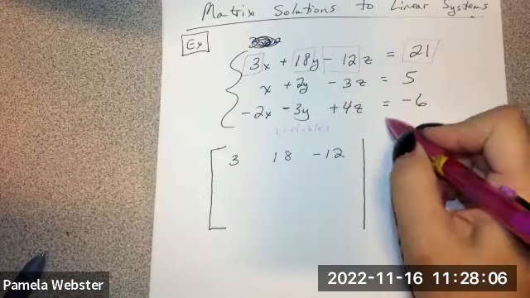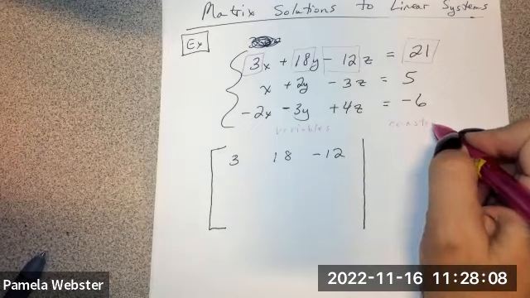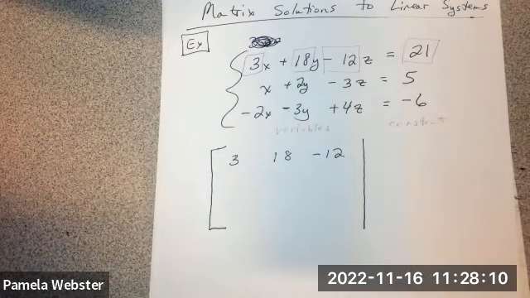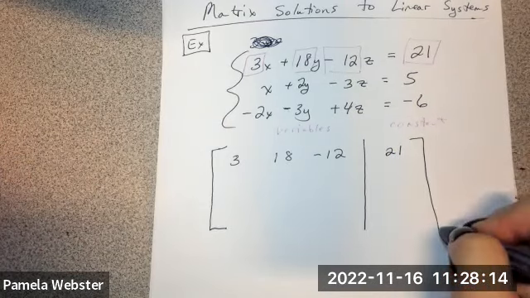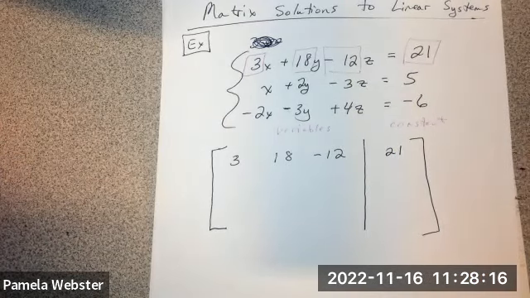Variables. And on the right-hand side are the numbers that were just constants, the equals part, the answers, right? So on the right-hand side, I'm going to put my 21, and then I'm going to close my hard bracket. Okay. So a matrix is just a big group of numbers, is what it ends up looking like.